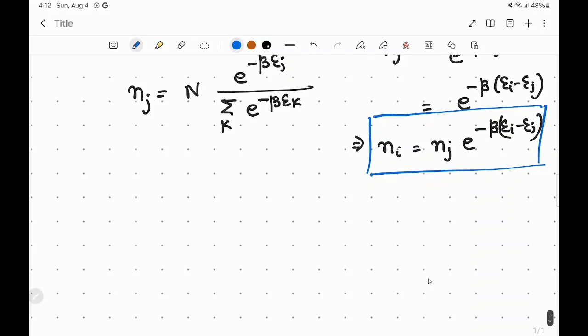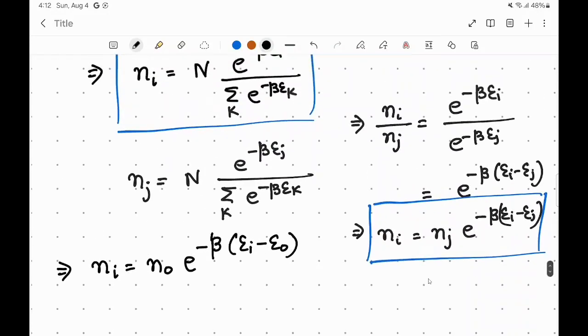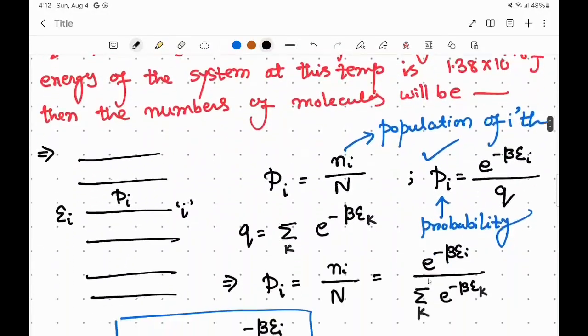Now you can write it. Let's say J is the zeroth level, so it may be anything. From here, you can write Ni equals N0 into e to the power minus beta (epsilon I minus epsilon 0). So you can use this formula, and instead of Nj you can put any level. Okay, now going into the problem.